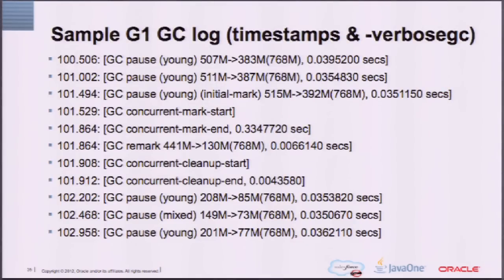Here is an example G1 GC log. So you can see here some young GCs, the first couple, and here on that third line, you see this initial mark that's happening at the same time as that young GC. You can see this concurrent cycle being started. You see that remark, you see the cleanup, and then you see a young GC, and then you see a mixed. So mixed, again, is we're seeing old generation regions being collected with young generation regions.